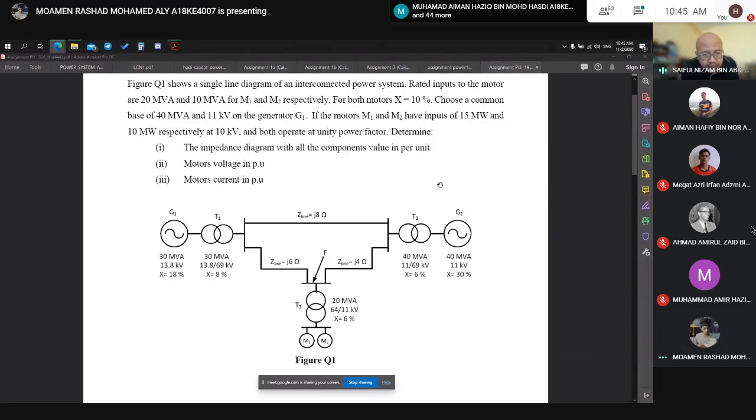Determine the impedance diagram, okay? Motor voltage in per unit, and motor current in per unit. So it's the current flowing through the motor. We have two motors right here.